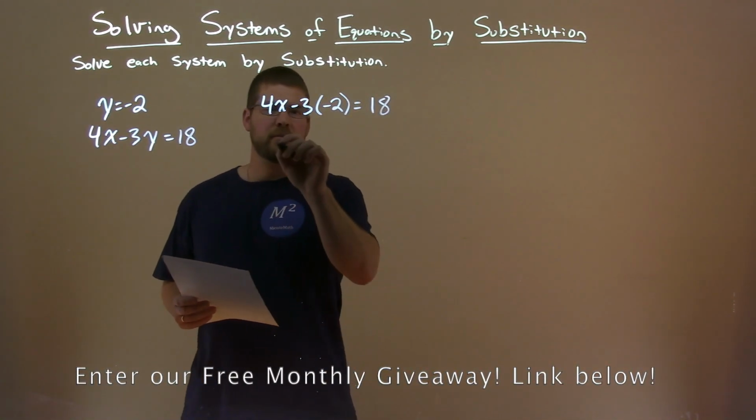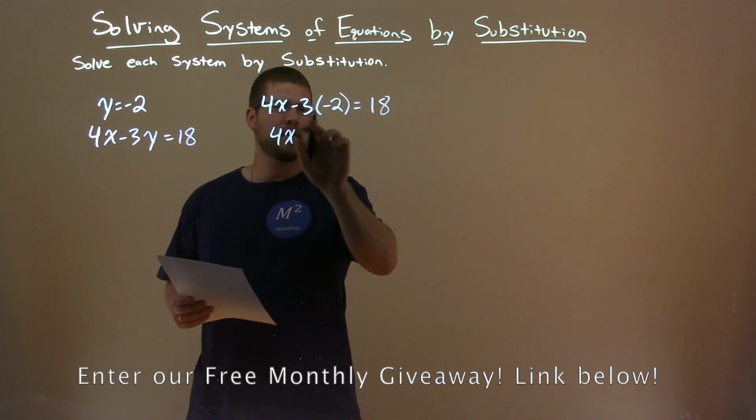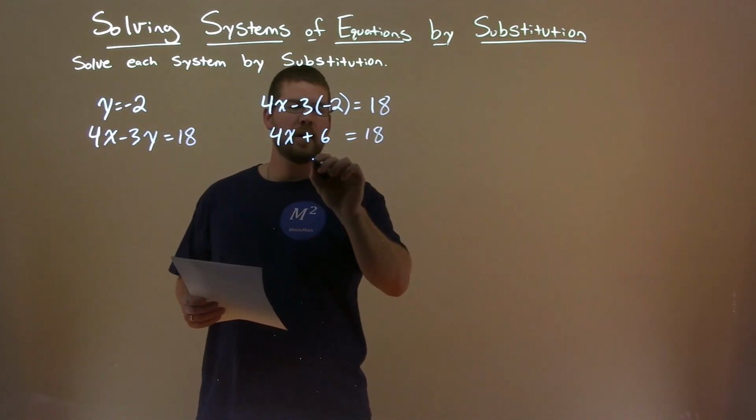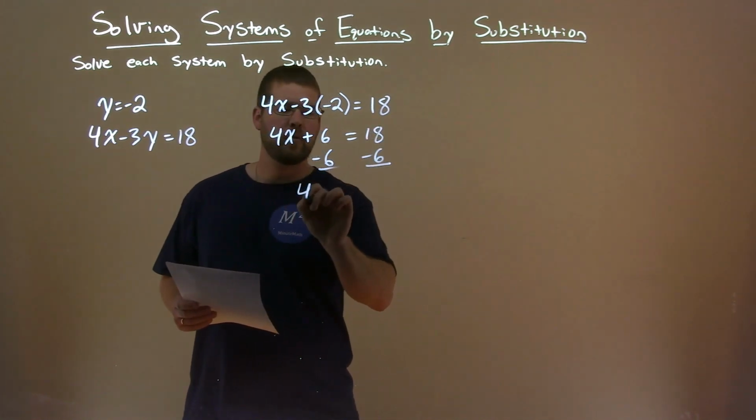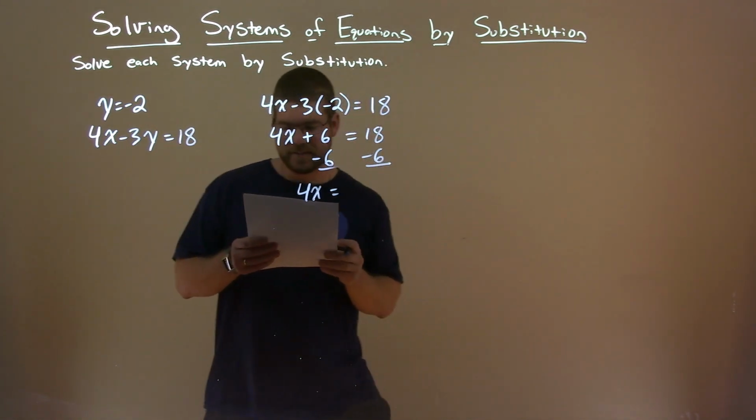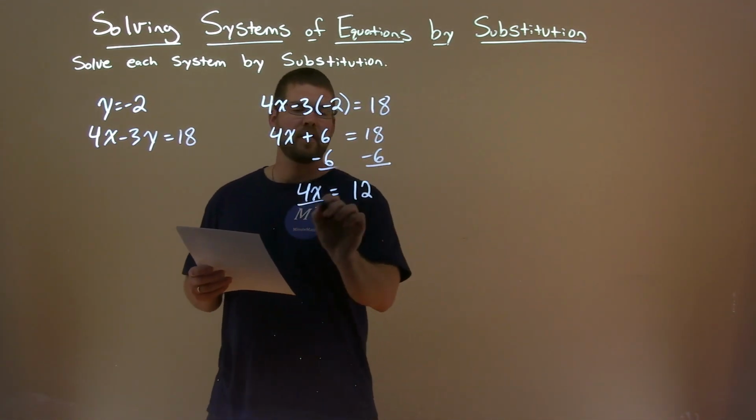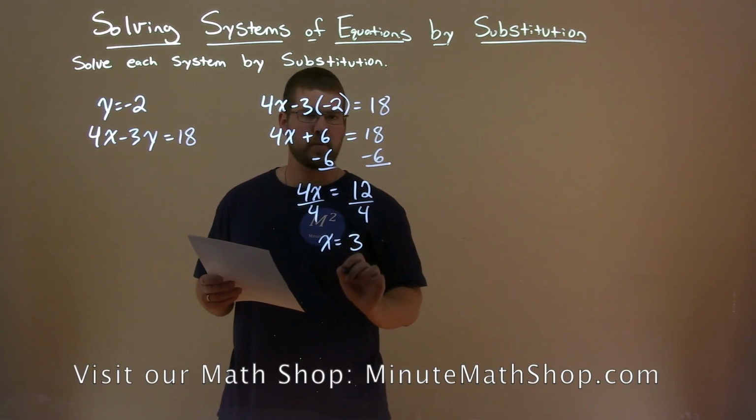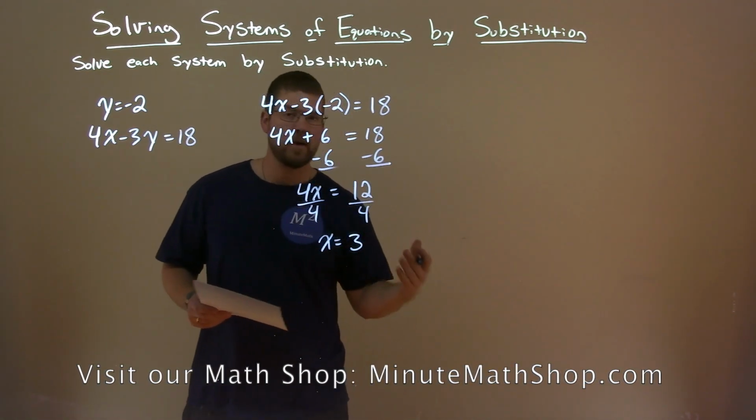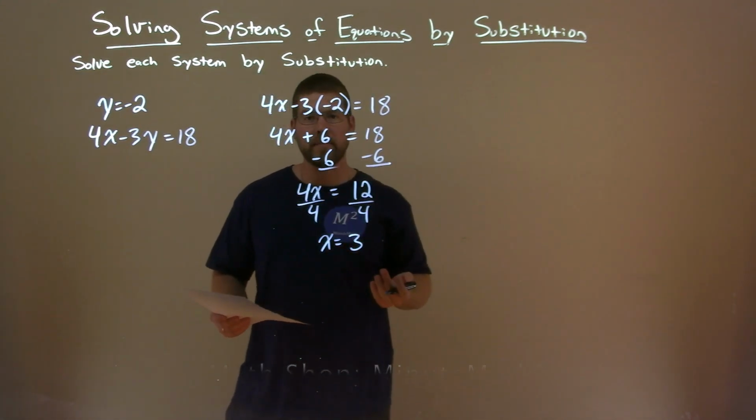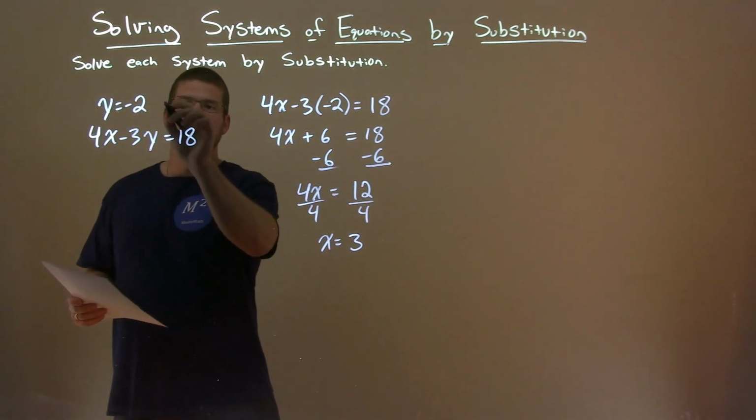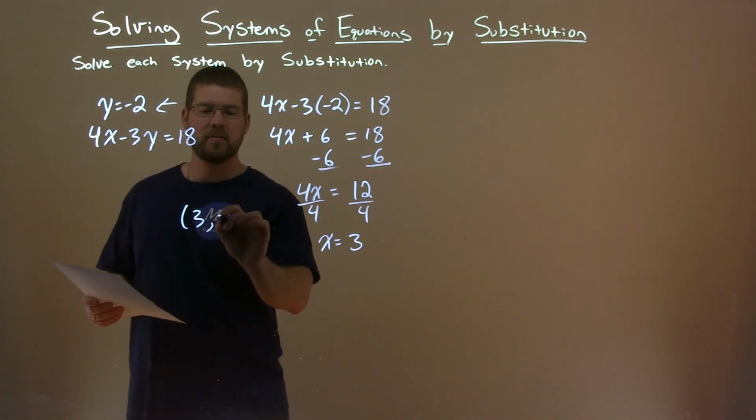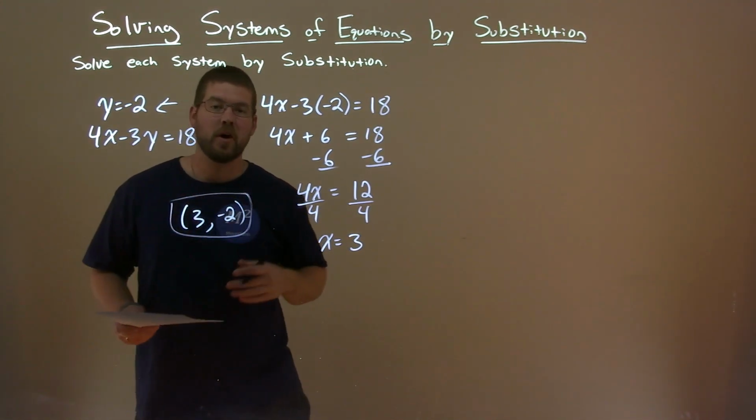So now we're solving for x. 4x minus, well, negative 3 times negative 2 is a positive 6, equals 18. Subtract 6 from both sides, and 4x equals 18 minus 6, which comes out to be 12. Divide both sides by 4, and x equals 12 divided by 4, which is 3. So normally now I would take that value and plug it into one of my equations to solve for y. But we're already given y in the first equation. It's negative 2. So we have our answer now. x is 3, y is negative 2, and that is our final answer.